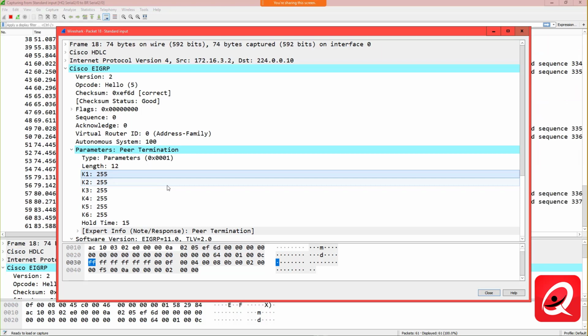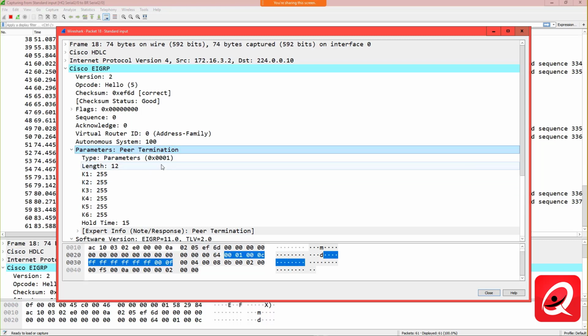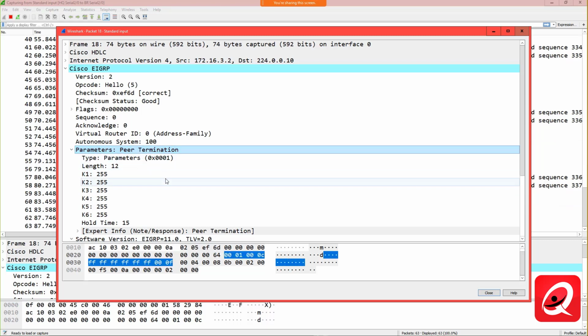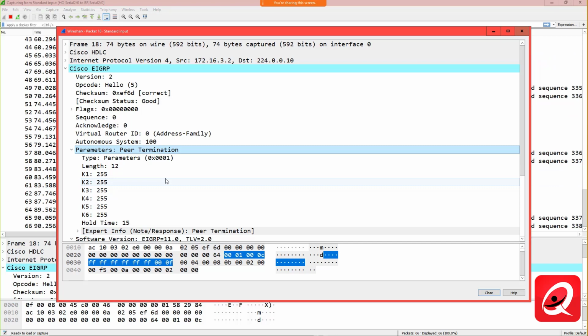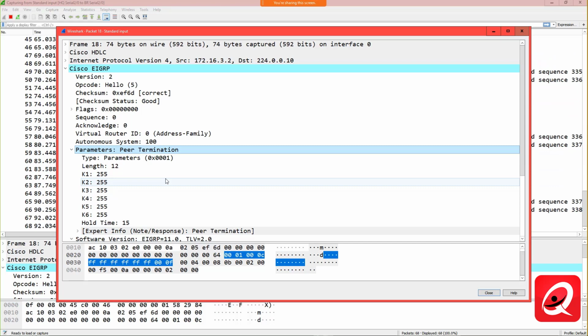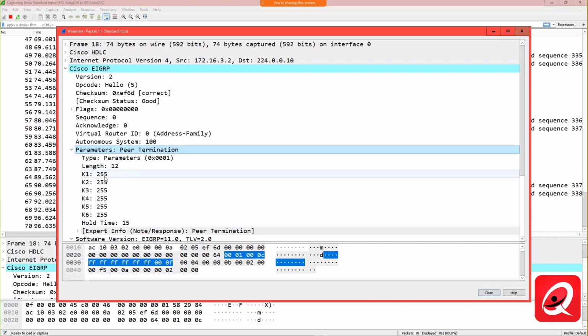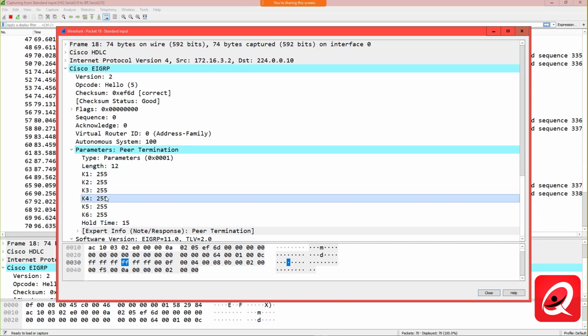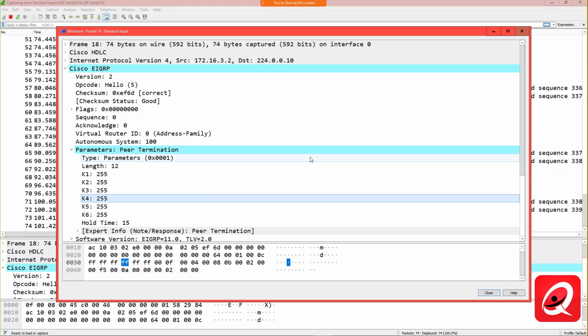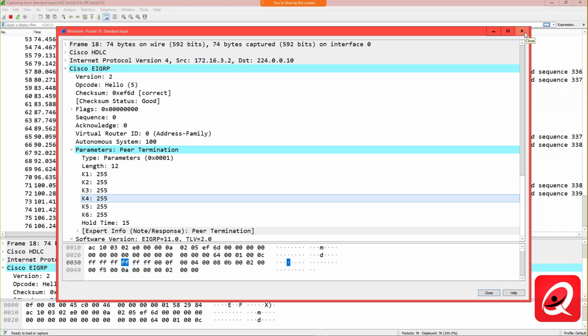It says peer termination, so maybe it's just saying that since there's no match. I'm surprised that it would put these values in there, but maybe it's just overriding these values, almost like a poisoning of the K values, so that we're identifying to the other peer that we're going to go ahead and terminate the connection.